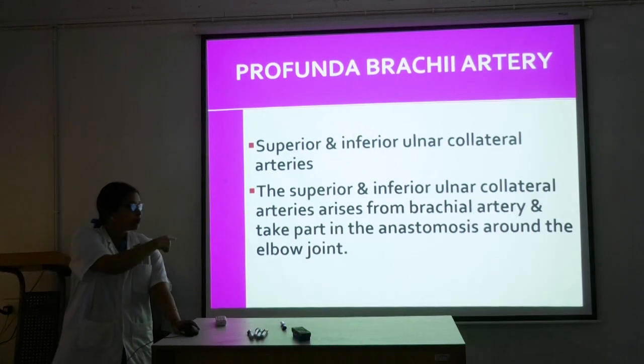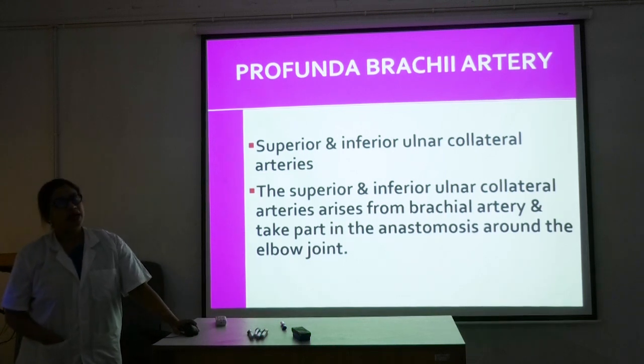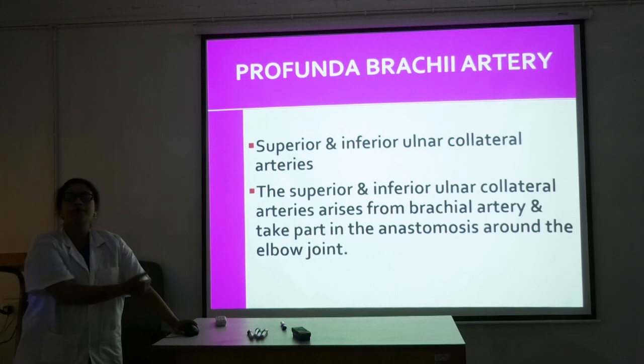Superior and inferior collateral artery is a branch of profunda brachii artery, not the brachial artery. Profunda brachii artery is running on the posterior compartment, but brachial artery is running on the anterior compartment.